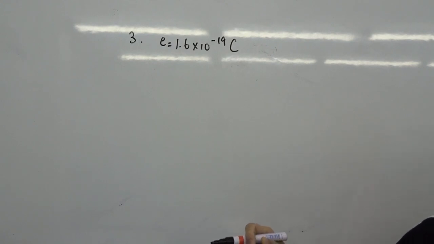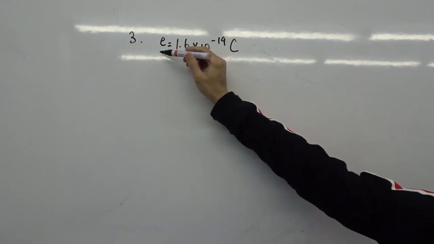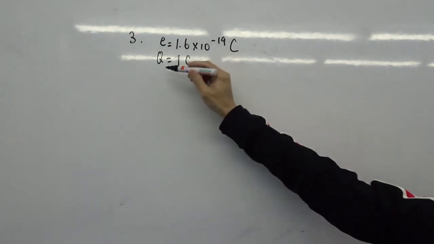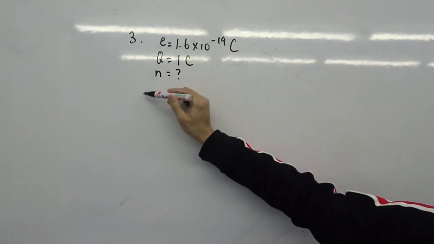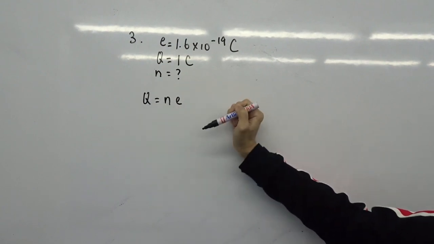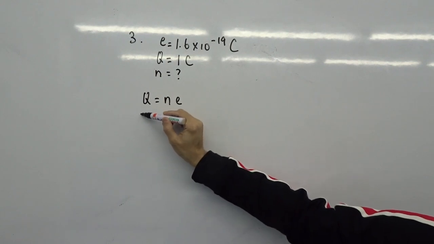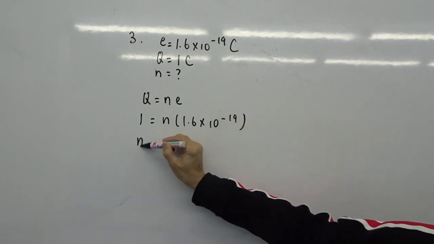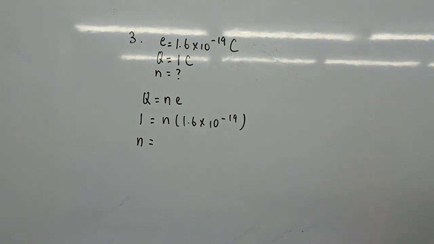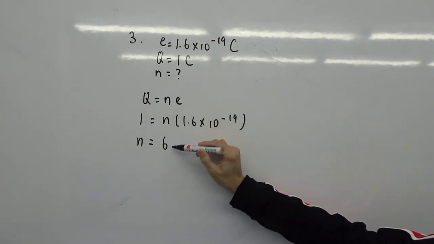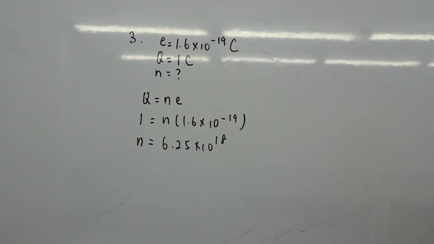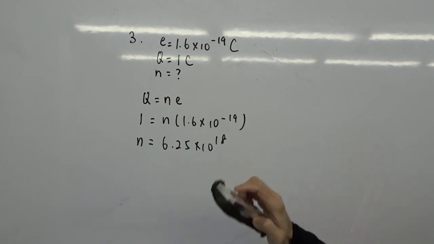So what the question give? The question give one coulomb of charge means the question give Q equal to one coulomb. Okay, and they say how many electron is N equal to question mark. So this question, you use Q equal to NE, okay, and then substitute Q is 1 equal to NE is 1.6 times 10 power negative 19. Okay, take out your calculator. You will get the answer is this one, okay. You can pause and then do and then check with my answer. Okay, rub off.